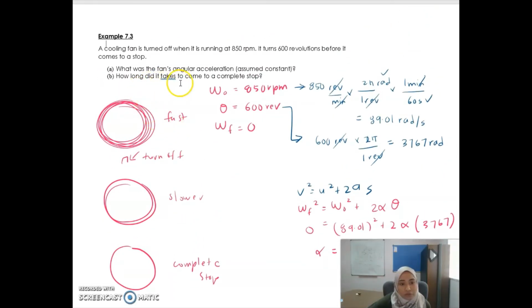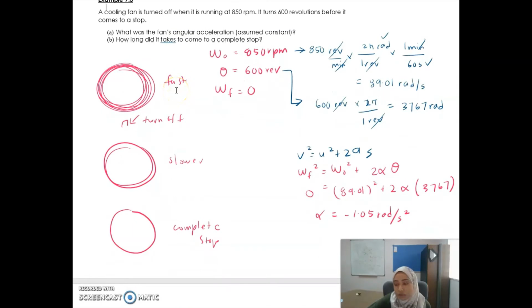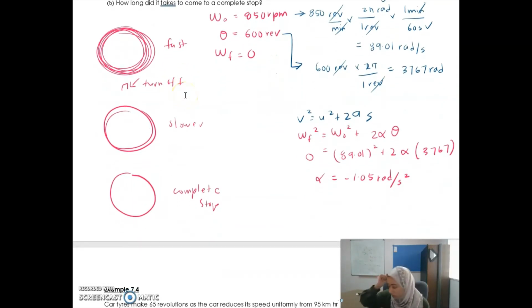How long did it take to come to a complete stop? So now it's asking you for the time. What equation can we use to solve for time? We try to remember what kinematic equation would be most suitable. v equals u plus at, or I can use omega final equals omega initial plus alpha t. I have all these quantities, so I can solve for it.